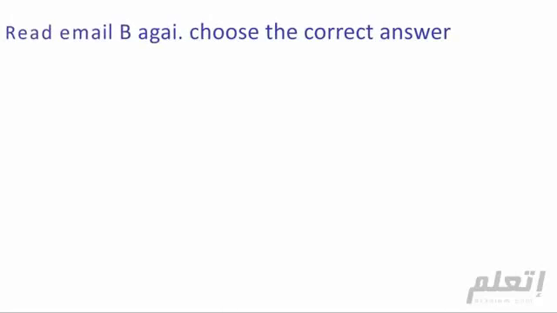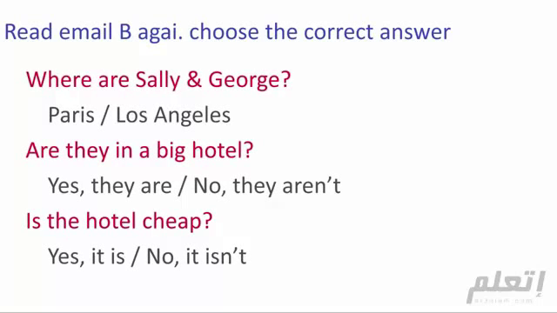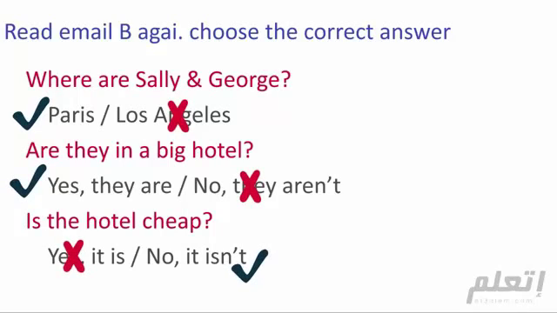Now, we're going to read this email one more time, but this time we're going to answer some more questions. Let's do it. I want you to read one more time and then choose the correct answers. Where are Sally and George? Paris or Los Angeles? Are they in a big hotel? Yes, they are, or no, they aren't. Is the hotel cheap? Yes, it is, or no, it isn't. Take your time, we'll check later.